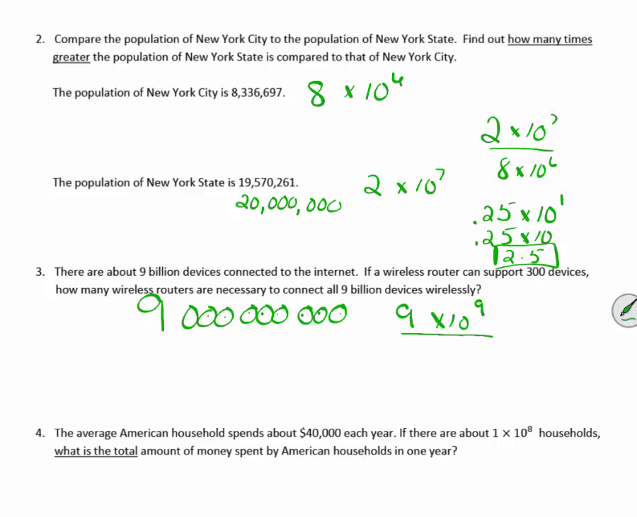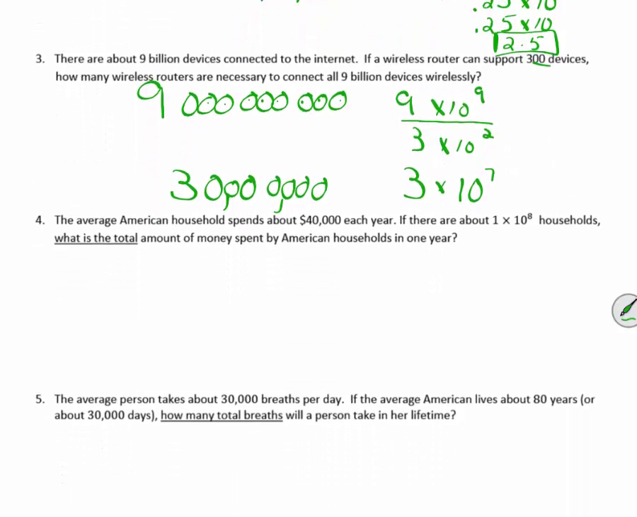I'm going to do the same thing for the 300: 3 times 10 to the second. 1, 2. These I can divide easily. 9 divided by 3 is 3. So you're dividing your coefficients. Keep your base, 10. Subtract your exponents, 7. So we need 3 times 10 to the 7th. Another way to write that, with our 7 zeros, would be 30 million routers needed.